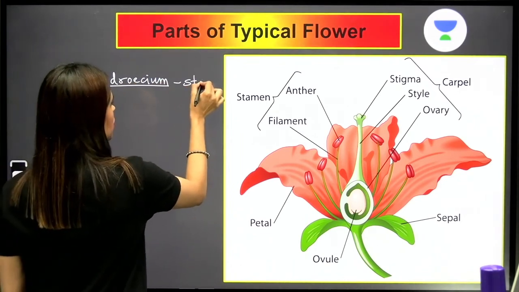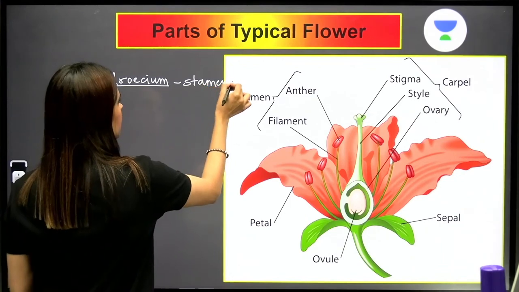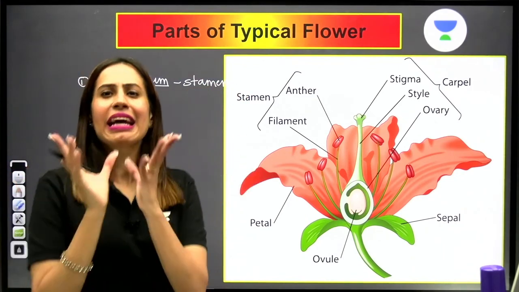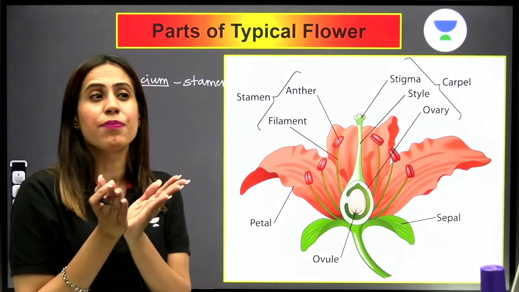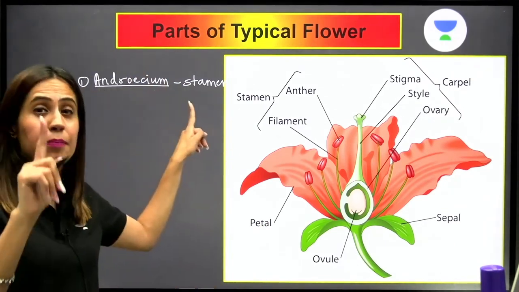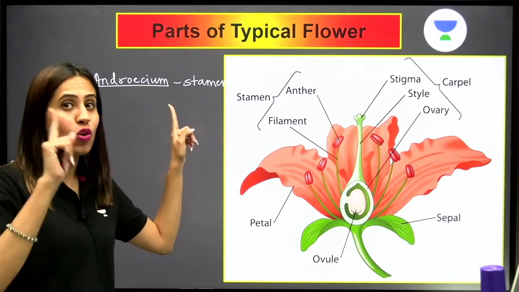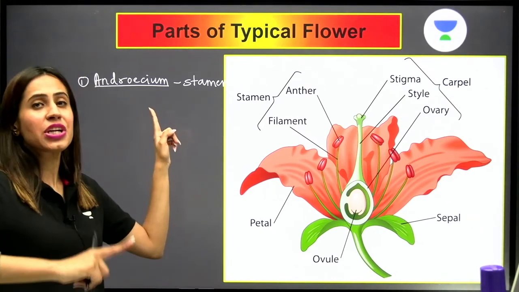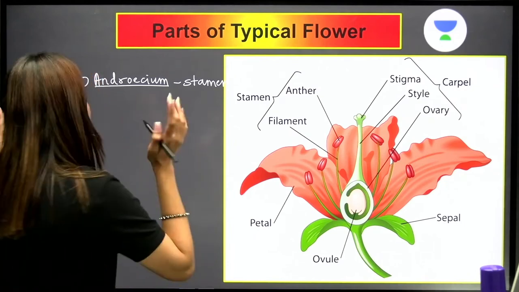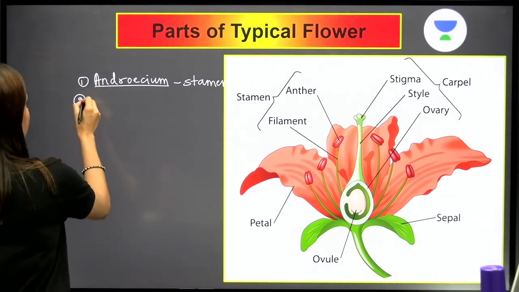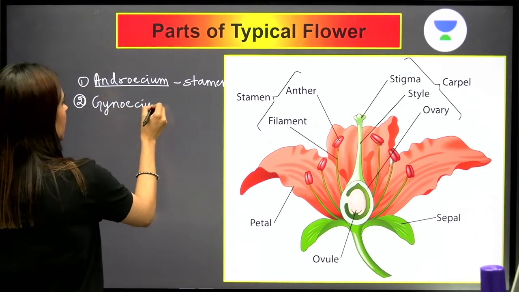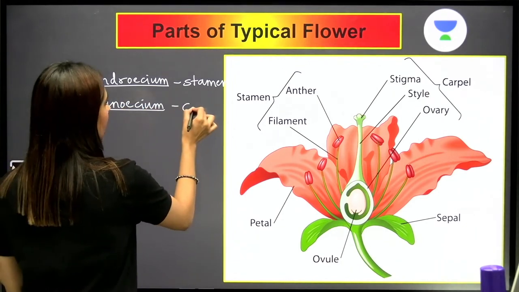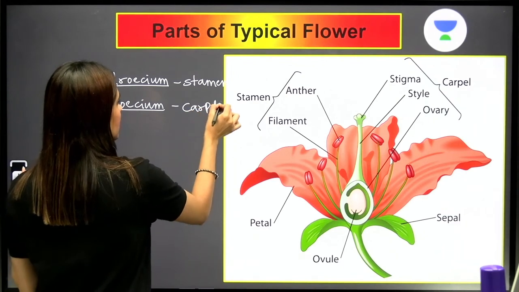So, androecium consists of stamens. Suppose we have 10 stamens in a flower. So, there are not 10 androecium. There are 10 stamens, right? Androecium is one. One androecium is having 10 stamens, right? Like we have gynoecium. So, gynoecium consists of carpel or pistil.